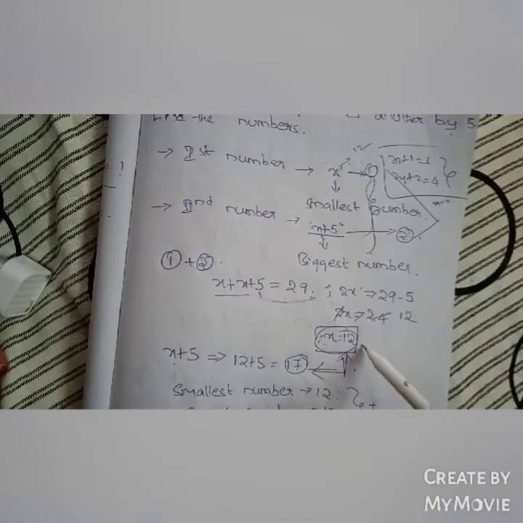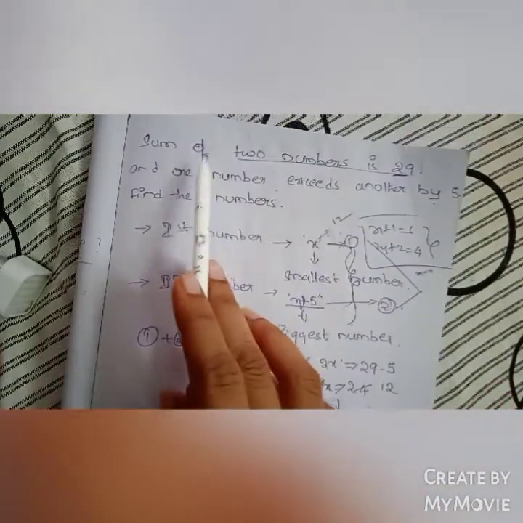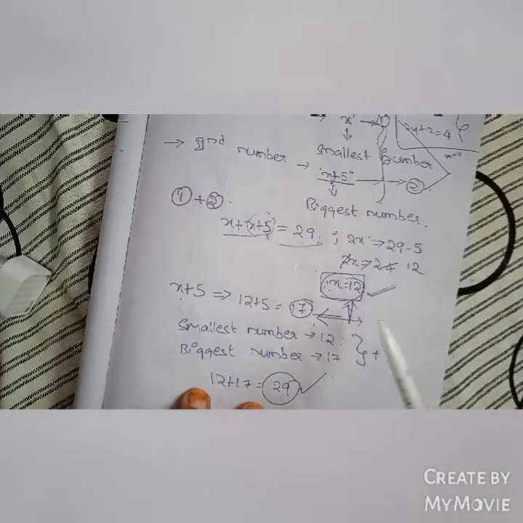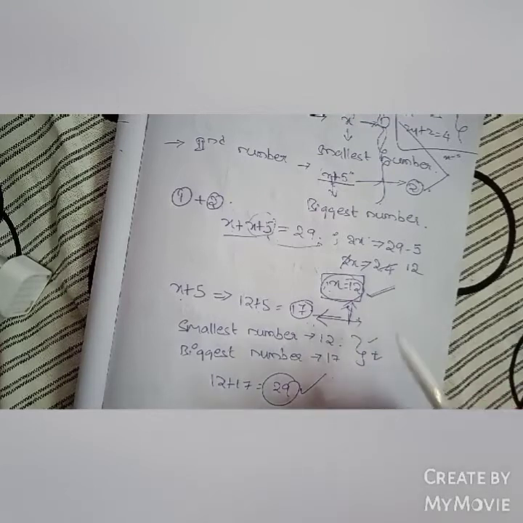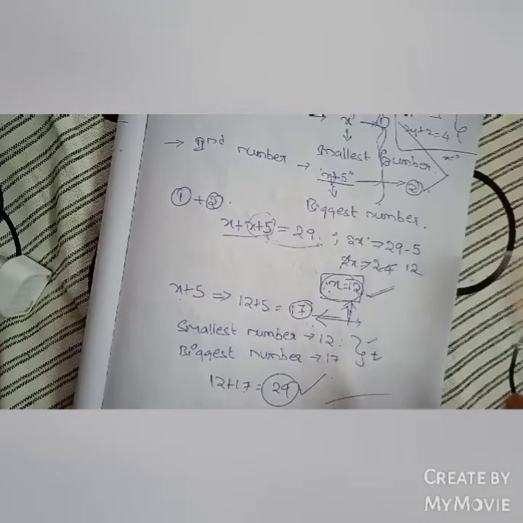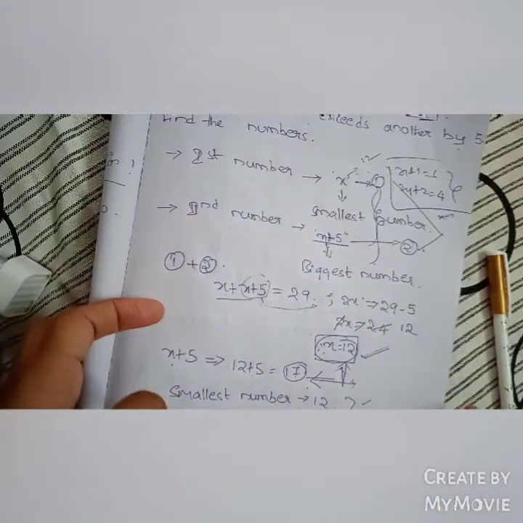We got the first value from this, and we also know the second value. Just substitute this x value in the second number, x plus 5. So 12 plus 5 is 17. The smallest value is 12 and the biggest value is 17. As the question says the sum of two numbers is 29, now add the smallest number and the biggest number to check whether the sum is 29 or not. So 12 plus 17 is 29. So it is satisfied. This is the method to solve linear equations from the given puzzle.